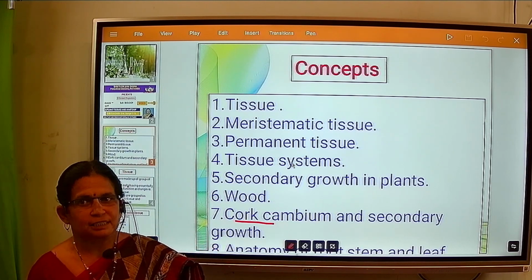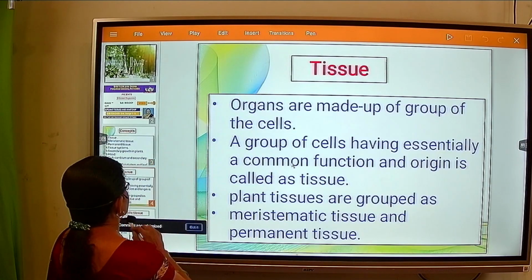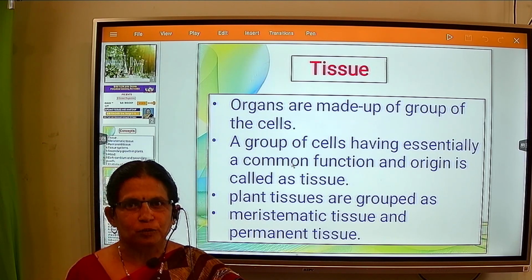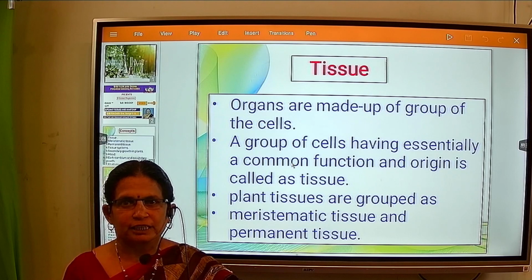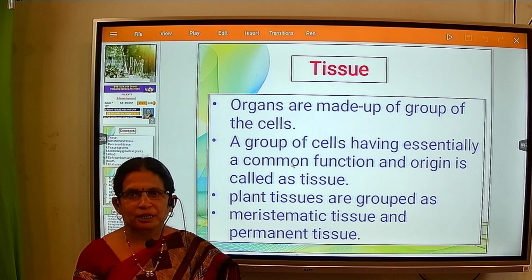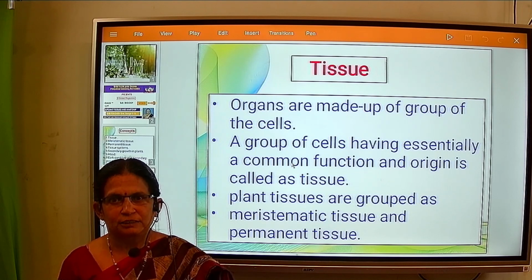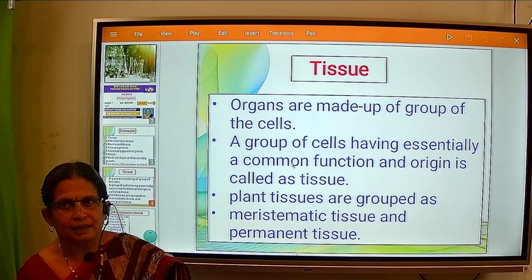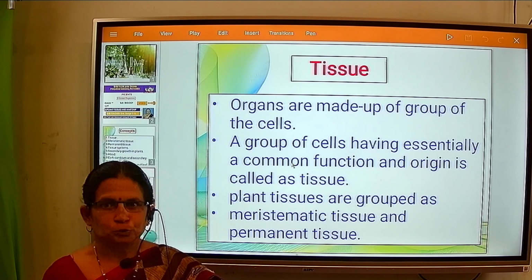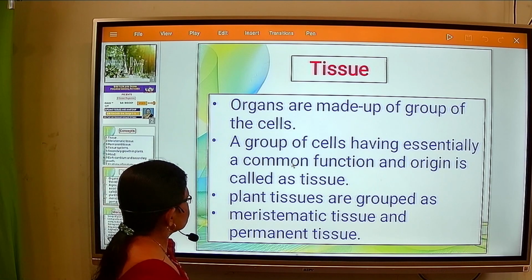First, we will see the definition of tissues. As you know, the human body or the plant body, all these living organisms are made up of different organ systems. These organs are made up of a group of cells having similar structure and function. A group of cells having a common function and origin is called a tissue. Plant tissues are grouped as meristematic tissues and permanent tissues.